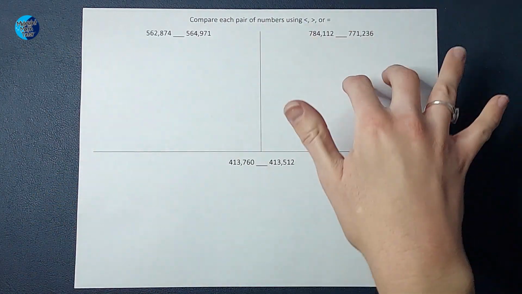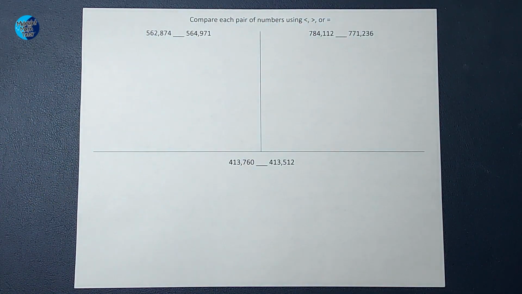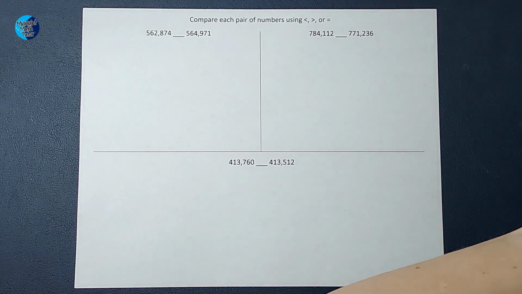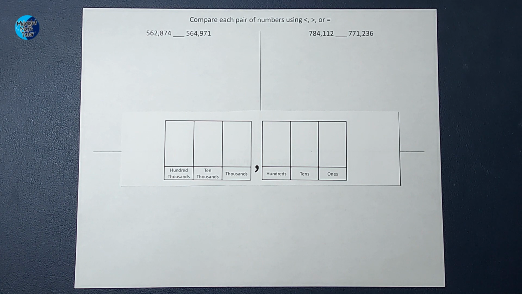So we're going to go over 3 different strategies if your student is having a hard time comparing these bigger numbers. We want to know which one is bigger. So the first strategy I would probably use is a place value chart. Now you can either draw these, or I will have a link in the description to a Google Drive doc where you can print one for yourself.